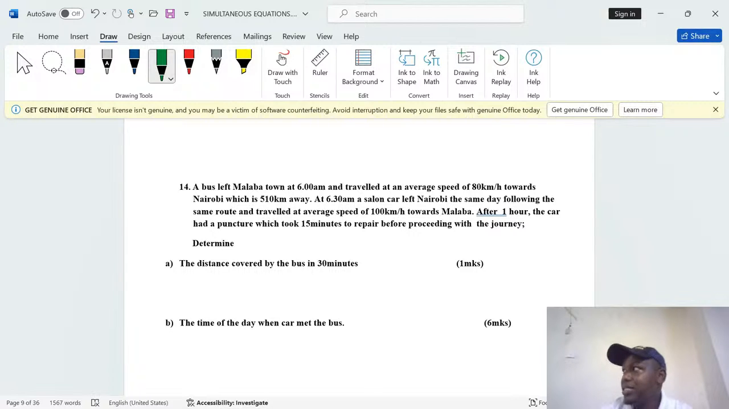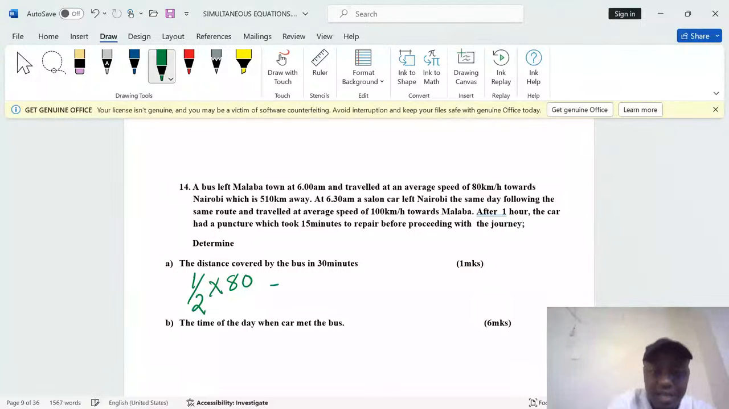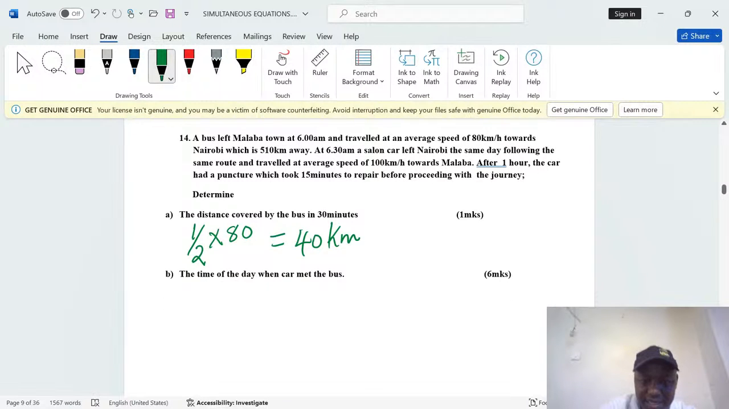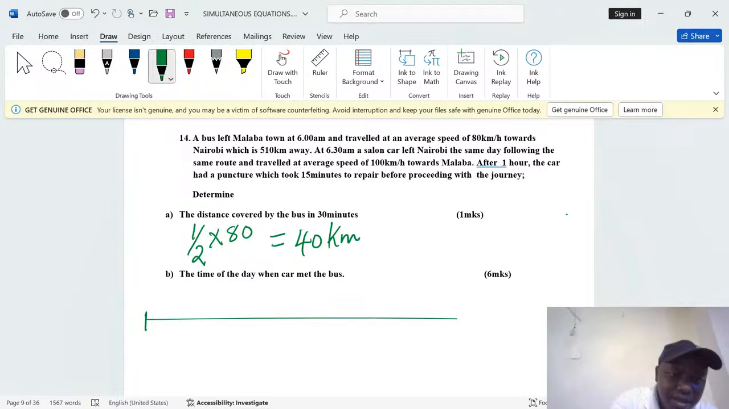So in 30 minutes, that is half an hour. Therefore, within half an hour at a speed of 80, there is 40 kilometers. Therefore, by the time the saloon car is leaving Nairobi, from the other end, the bus has already covered 40 kilometers. Let me analyze this journey on a diagram.